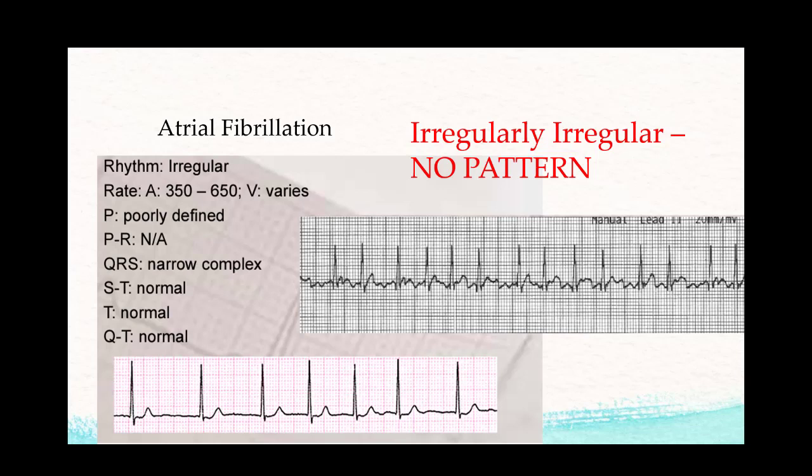So both of these rhythms are an example of atrial fibrillation. The top one has a more coarse baseline. That means that the atrial rate is much higher, and that's what makes it so jagged. The bottom really has a smooth baseline, but it's irregularly irregular. There is no pattern that you can discern from looking at the strip.